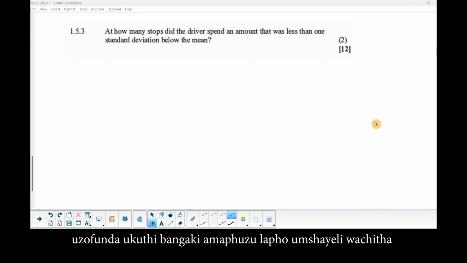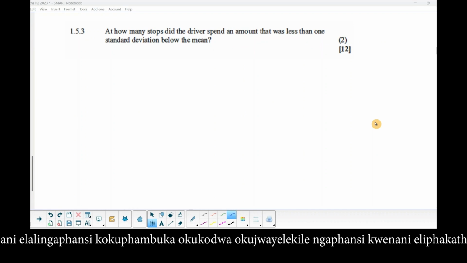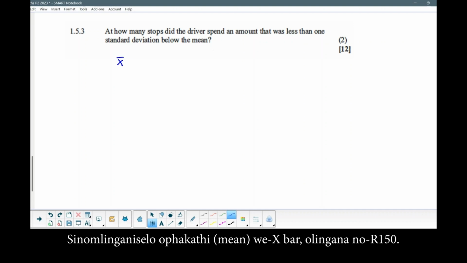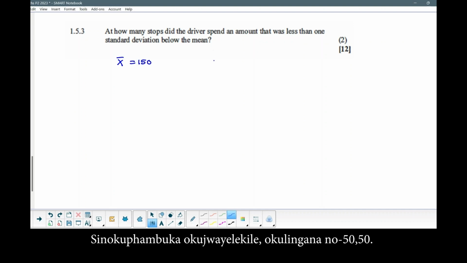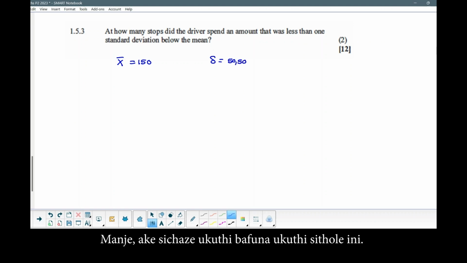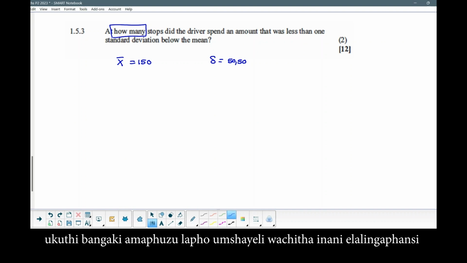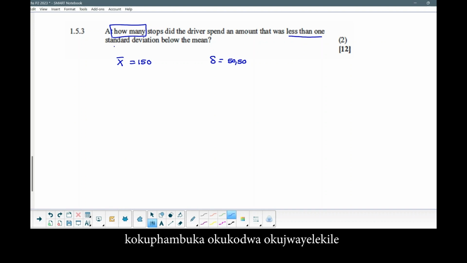1.5.3. At how many stops did the driver spend an amount that was less than 1 standard deviation below the mean? So let's have a look at the numbers. We have the mean, X bar, which was 150. We have the standard deviation, which is equal to 50.50. And now let's interpret what they want us to find out. We want to know how many, so we're counting in the end.